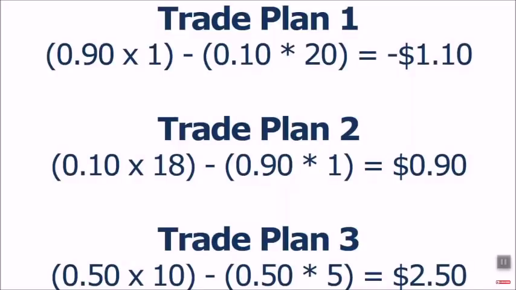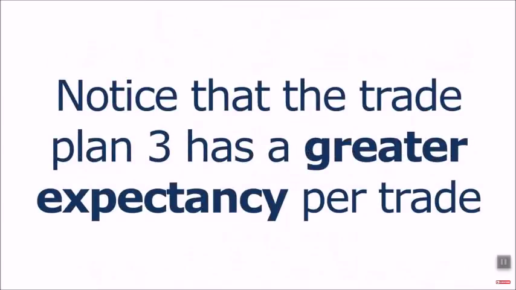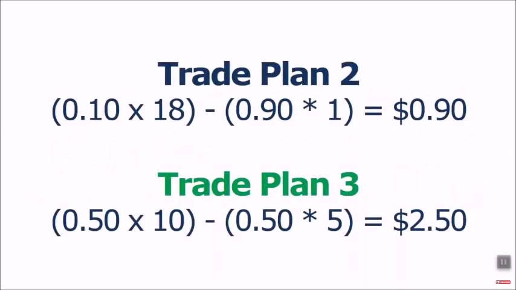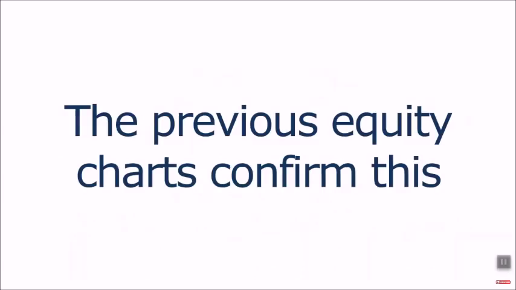The next 2 trade plans have the same profit factors, so you might be inclined to conclude that they are equally profitable. But notice that trade plan 3 has a greater expectancy per trade. After 300 trades, we would expect that trade plans 2 and 3 would have net gains of $270 and $750. The equity charts confirm this. Notice that, like trade plan 1, they are close to their expected values, but not exact because, again, we're dealing with statistical expectancy.